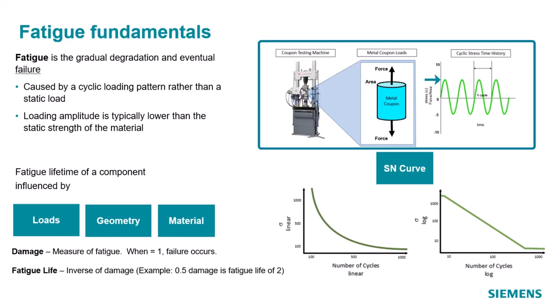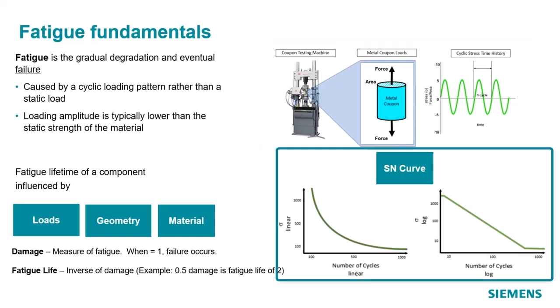And you can see the x-axis is time and the y-axis is stress. And this loading can be in the form of axial loading, or it can be bending loading or torsional loading. Different types of loading can be provided in these testing machines. From this testing, we develop what is called an SN curve, a stress and number of cycles curve. And a result of that is shown here.